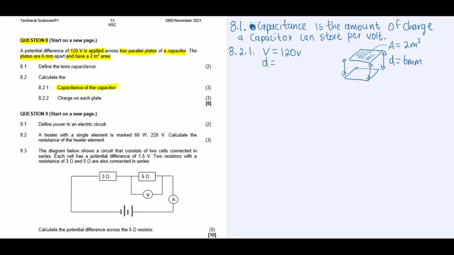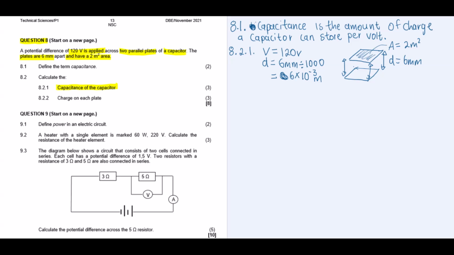And then we also have the voltage, right? If we write all the information given here, the distance is 6 millimeters. We divide this by 1000 because the SI unit for distance has to be in meters. So this is going to be 6 times 10 to the power of -3 meters, right?